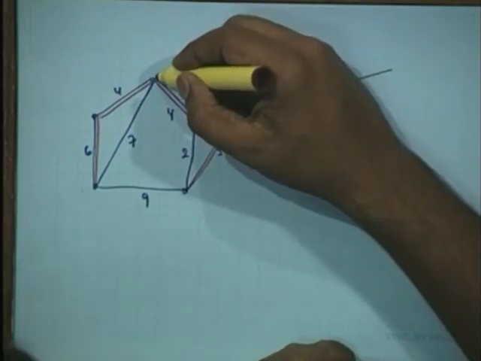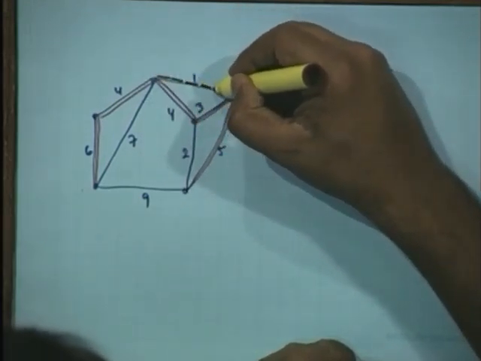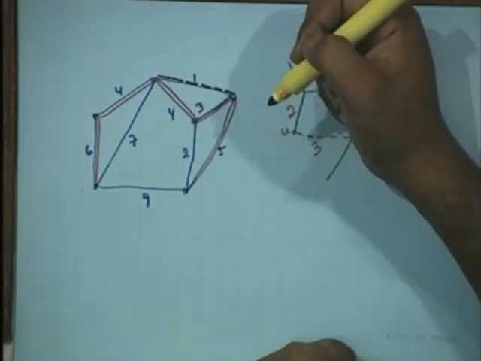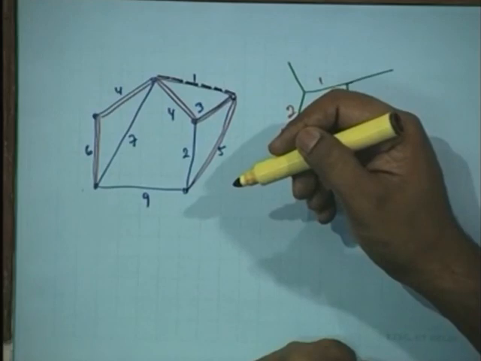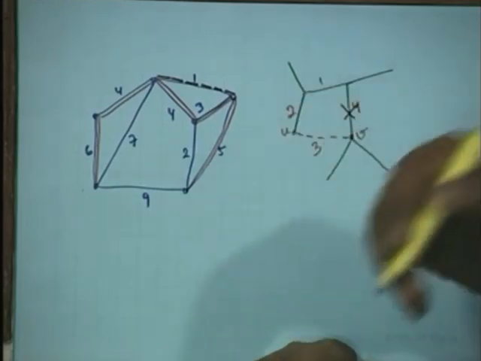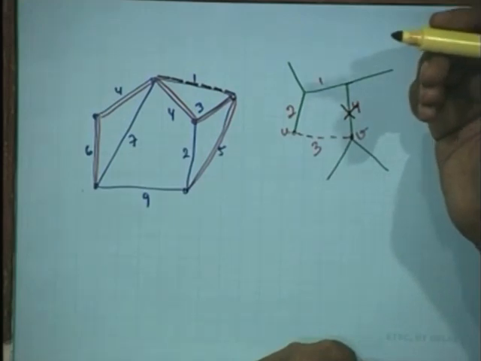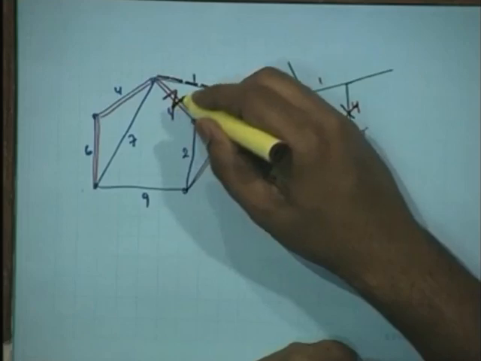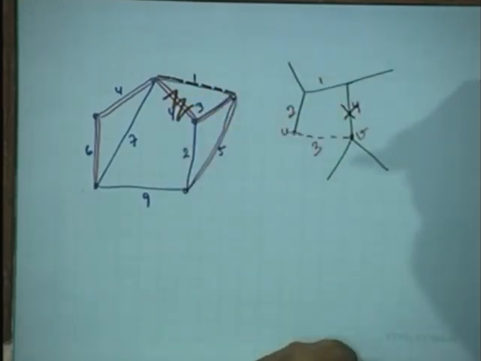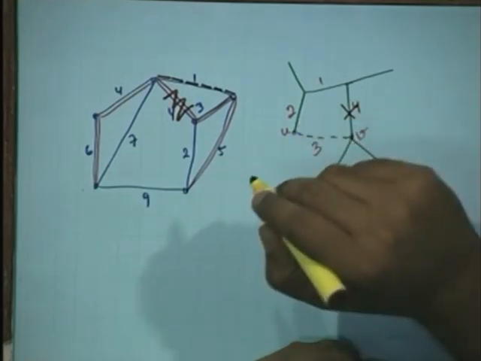For instance, if I add this edge, I form this cycle. Now I can drop any edge of this cycle and it will still remain a tree. So which is the edge I would like to drop? 4. So I'll drop this edge 4. Okay. And now my new tree has length what?